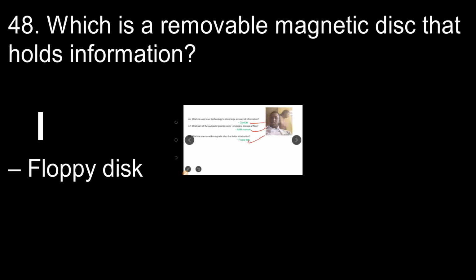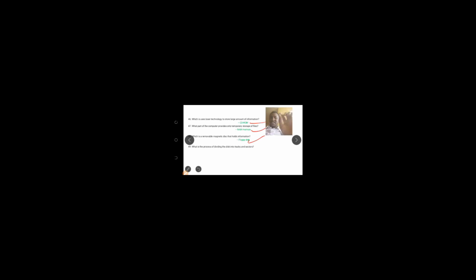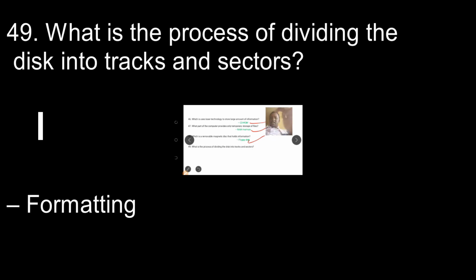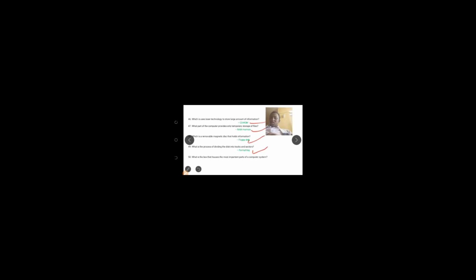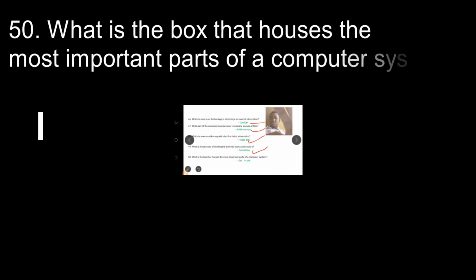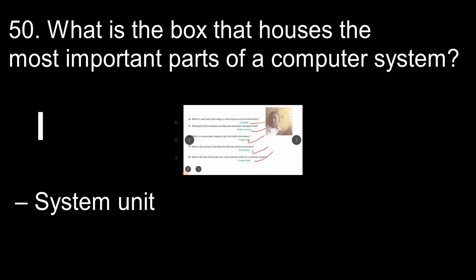Which is a removable magnetic disk that holds information? Floppy disk. What's the process of dividing the disk into tracks and sectors? Formatting. What is the box that hosts the most important part of your computer system? System unit. Okay.